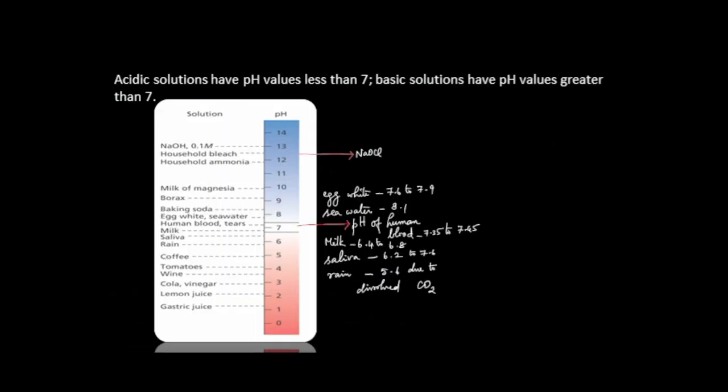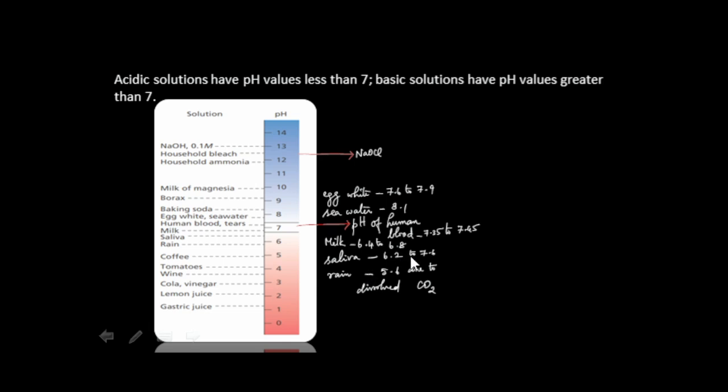So you can see the values. Some values I have given: for strong bases, the pH values will be greater than 7, nearly 13. Household bleach, which is sodium hypochlorite, is nearly 12.5. Egg white is 7.6, slightly alkaline. Seawater is 8.1. You know what is the pH of human blood? It is slightly alkaline, 7.35 to 7.45, and milk is 6.4 to 6.8.